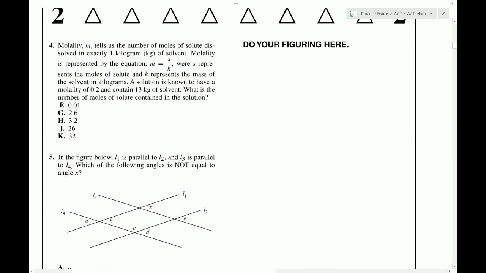Number 4. Molality tells us the number of moles of solute dissolved in exactly 1 kilogram of solvent. Molality is represented by this equation, m equals s over k, where s represents the moles of solute and k represents the mass in kilograms. If a solution is known to have a molality of 0.2 and 13 kilograms of solvent, then we could solve for x. Multiply that by 13, and that should give us 2.6.